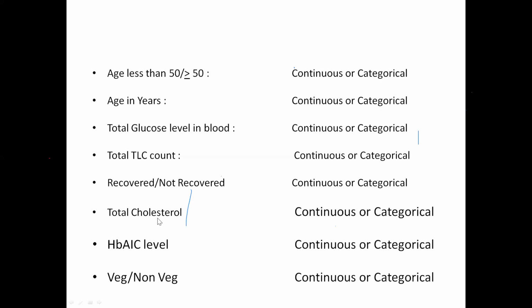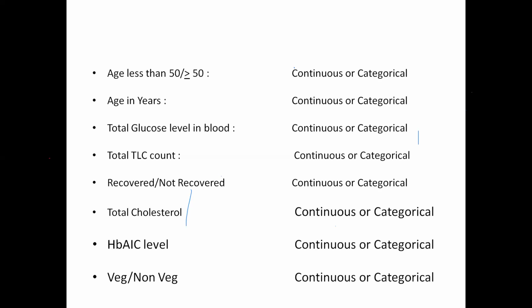Continuous. Some say categorical. No, it is continuous data. Once you go for a blood test, what do you see in the report for total cholesterol level? Are you seeing cholesterol yes or no, or some value? Value. So anywhere there is a value, then it is continuous data. Categorical means yes, no, present, absent.